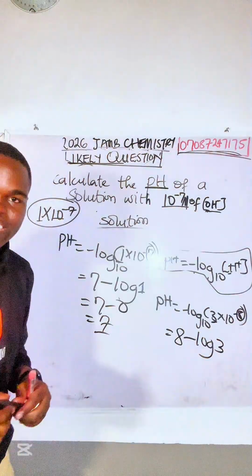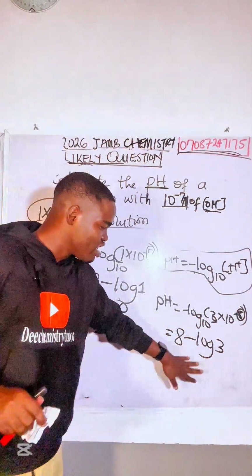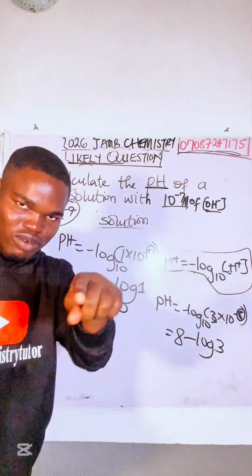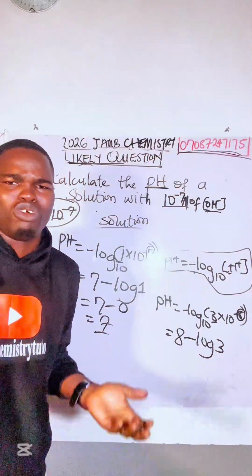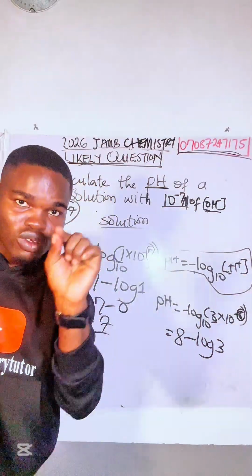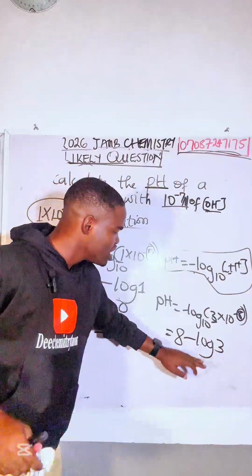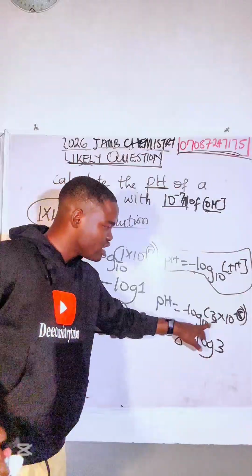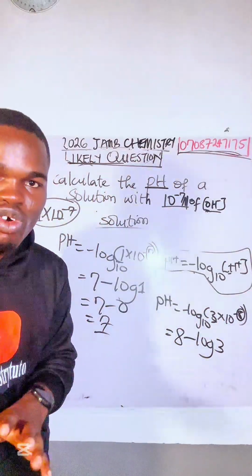In fact, if you want to test me, before I give you the code, just press 8 minus log 3 in your calculator right now. Don't forget it's base 10. You will see that the answer of 8 minus log 3 is the same thing as minus log 10 of 3 times 10 raised to the power minus 8. You can try me. Once you've done that, you are home and dry.